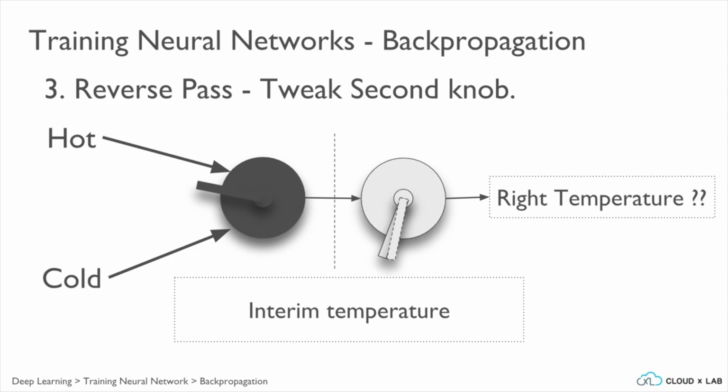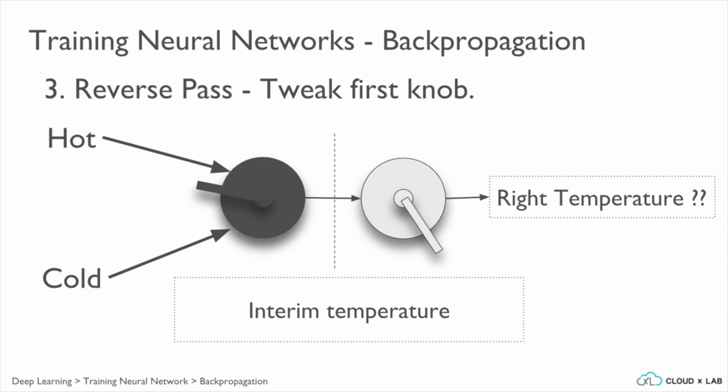In this step, we freeze the first knob and tweak the second knob a bit and observe the impact on the output. Did the temperature go to the right side or wrong side on rotating the knob slightly? If it was going in the right direction, we rotate the knob further, else we rotate the knob in the opposite direction. This is basically gradient descent. In this step, we rotate the second knob once.